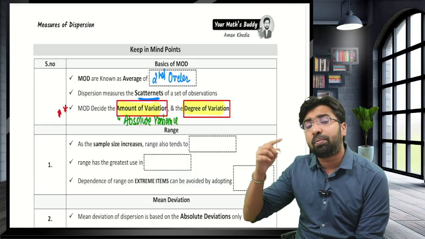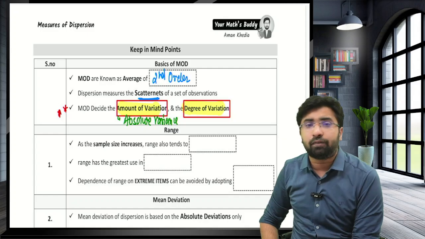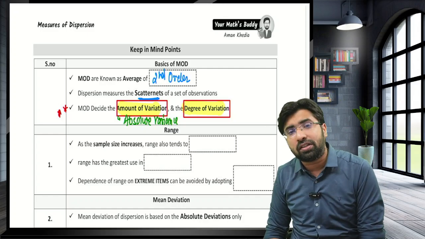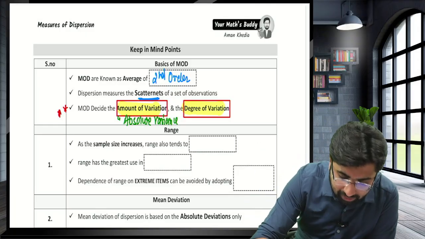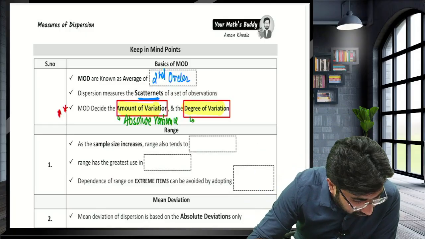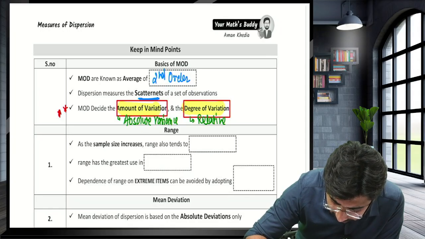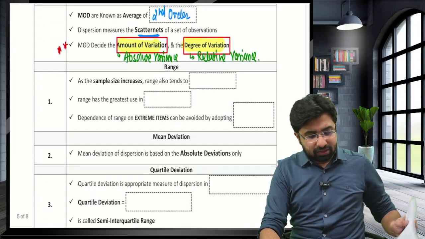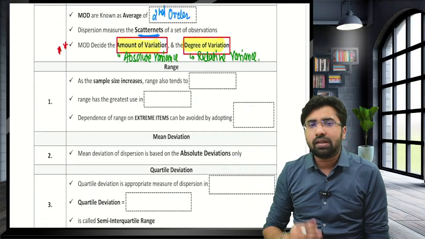And when we compare them in percentage, the coefficient of mean deviation, coefficient of range, coefficient of variance, coefficient of standard deviation, coefficient of quartile deviation, they are known as the degree of variation, and they are for relative variance. Write down, relative measurement or relative variance.